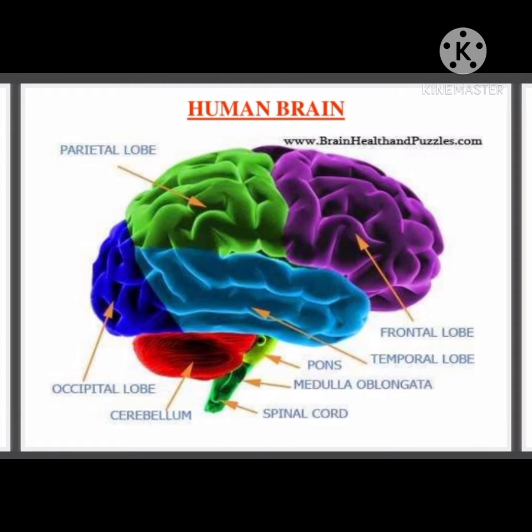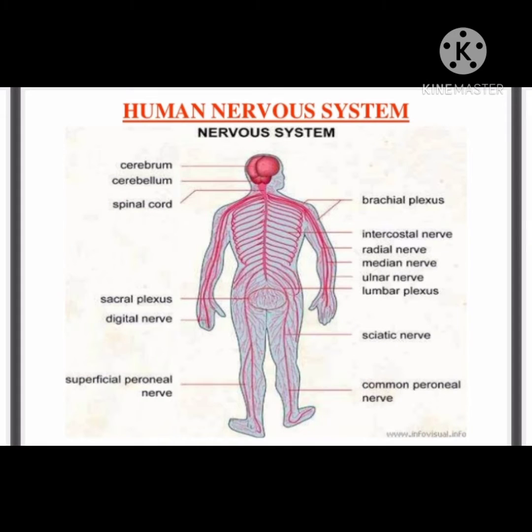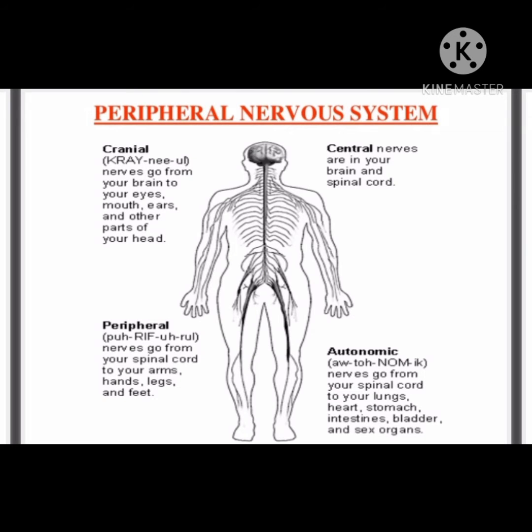Hello, good morning all. So we are discussing the chapter control and coordination, and we studied the parts of the human brain, the major parts of the human brain, or the parts of the central nervous system. The second part of the nervous system is the peripheral nervous system. The peripheral nervous system consists mainly of the cranial nerves and spinal nerves. Cranial nerves arise from the brain and spread to various parts of the body. They are 12 pairs in number. The cranial nerves contain sensory, motor and mixed nerves.